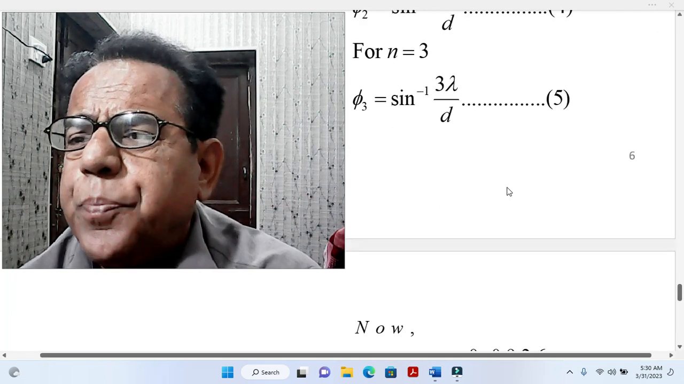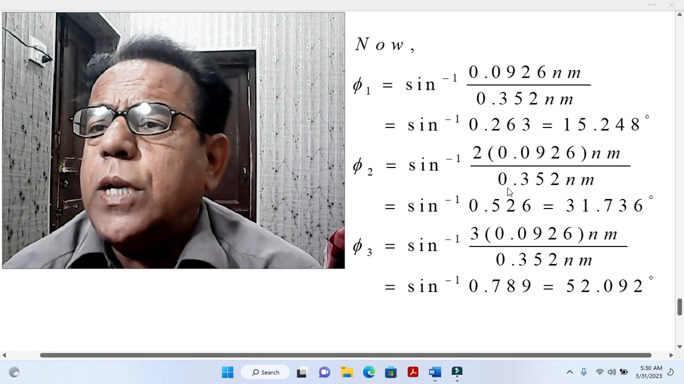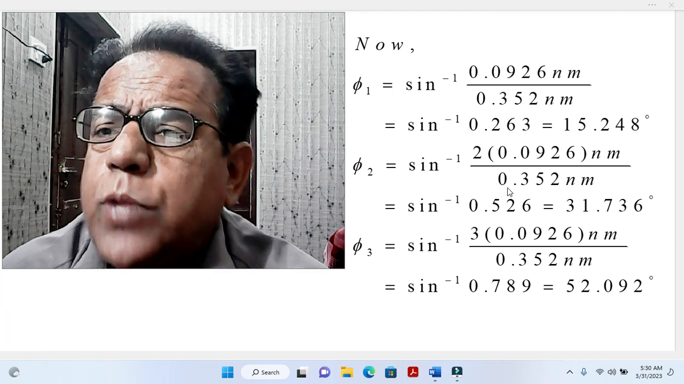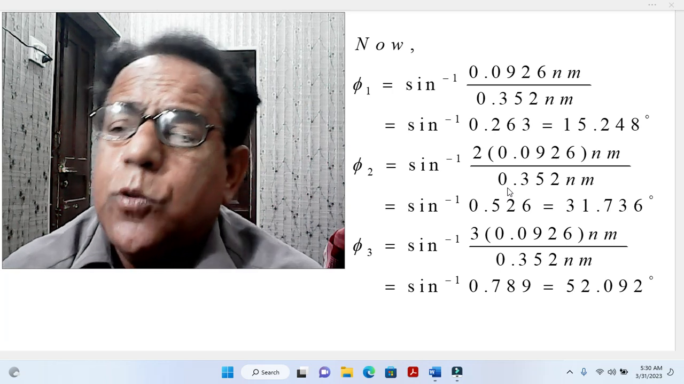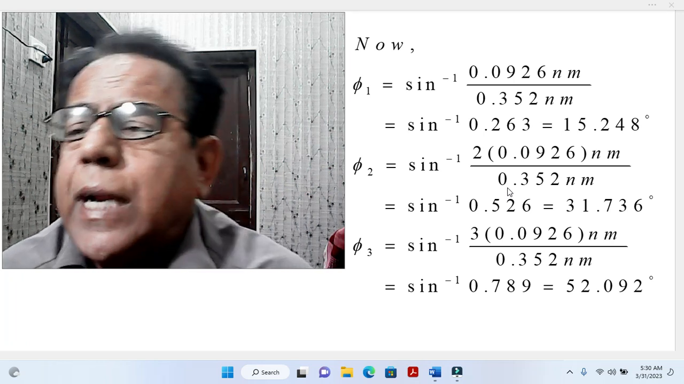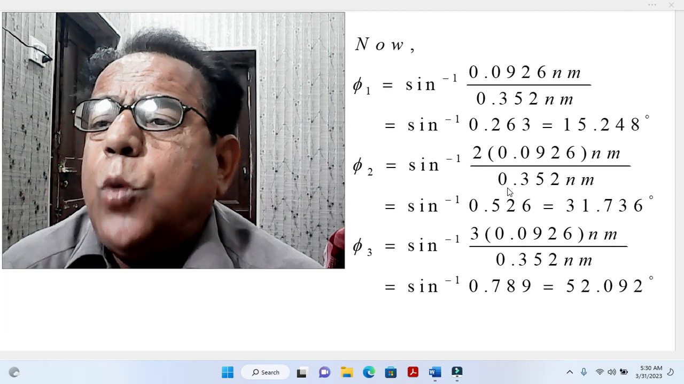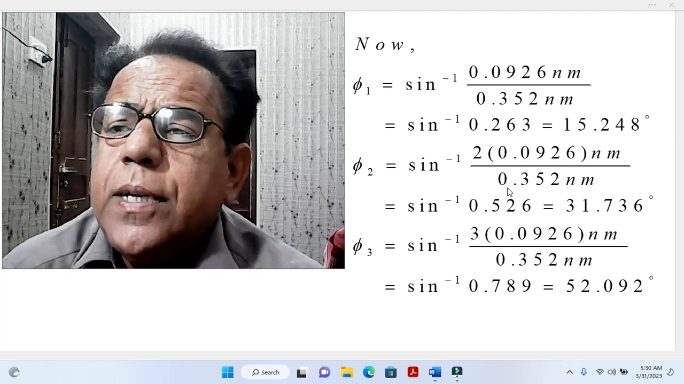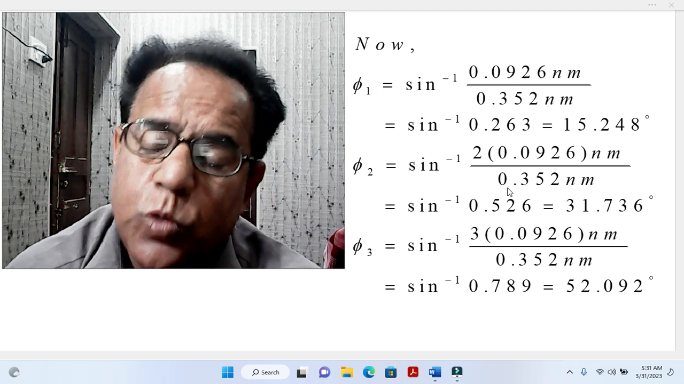So anyhow, now phi 1 is equal to sine inverse of 0.0926 nanometer divided by 0.352 nanometer. Dear students, one value, that is lambda, we found in a previous part of this problem, while the other value is provided in the statement. Both are in nanometer, so nanometer will cancel with nanometer and we will be left with sine inverse 0.263, and when we find its value, it will become 15.248 degree.